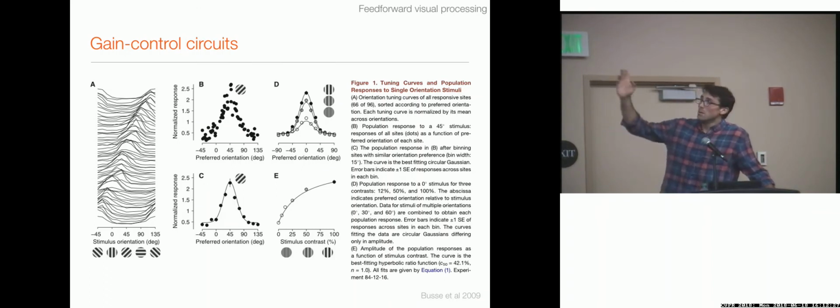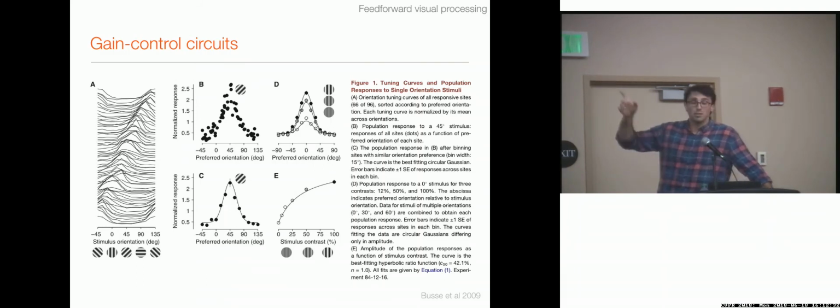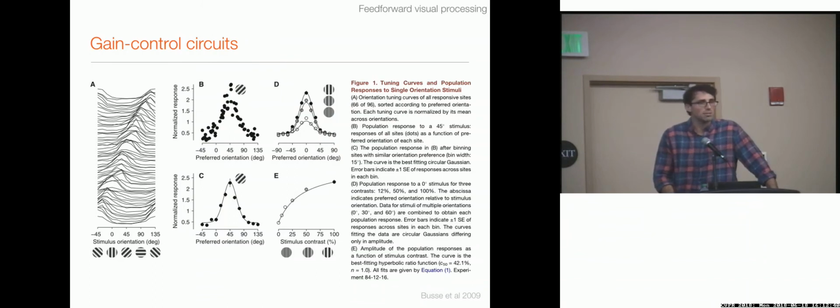That's pretty cool for a wide variety of reasons, many of which I will not go into here. But most basically, you can see an example of this in panel D up there, in which the contrast of a stimulus is varied, but the overall shape of the tuning curve does not change. And this is because the activity of the population is being changed as a function of the whole.